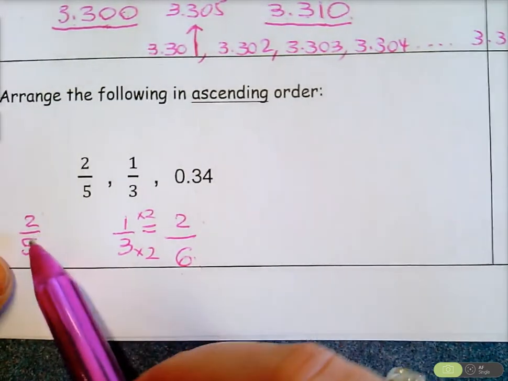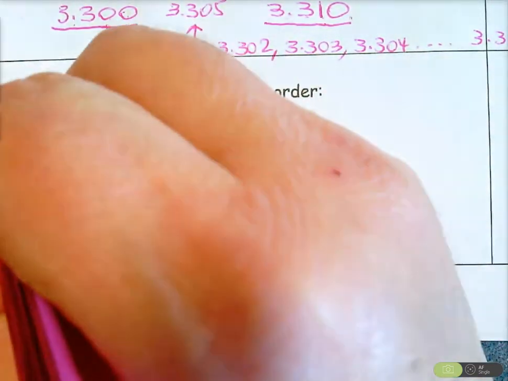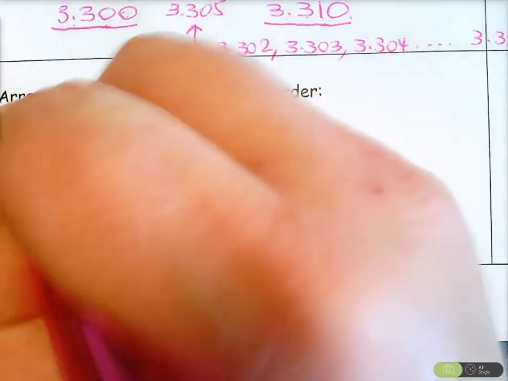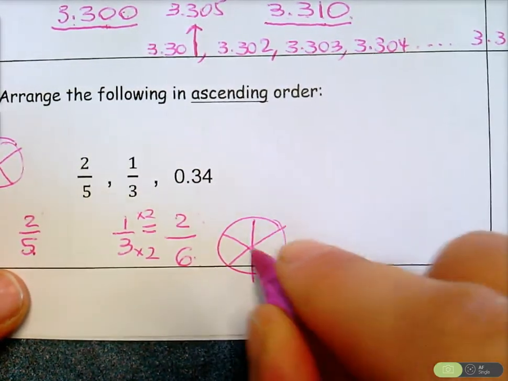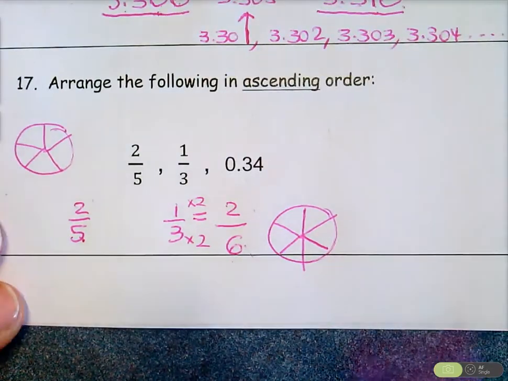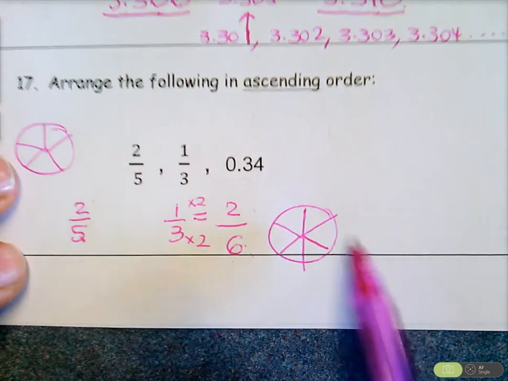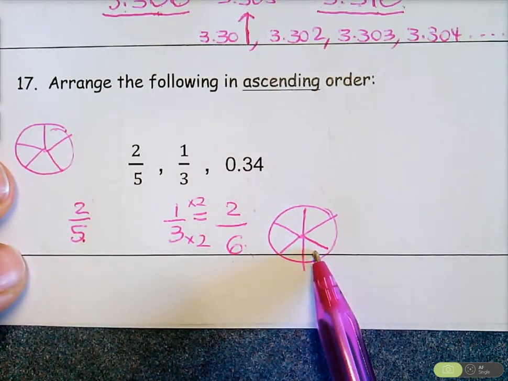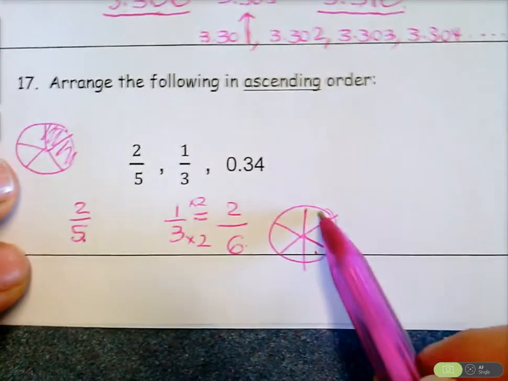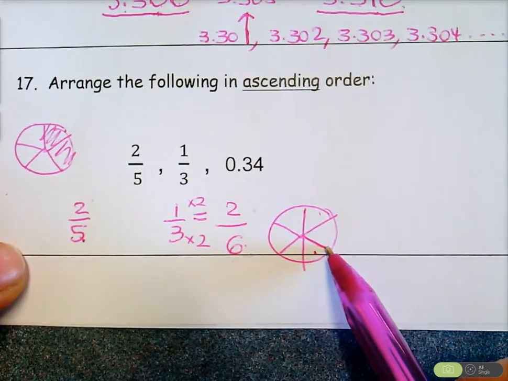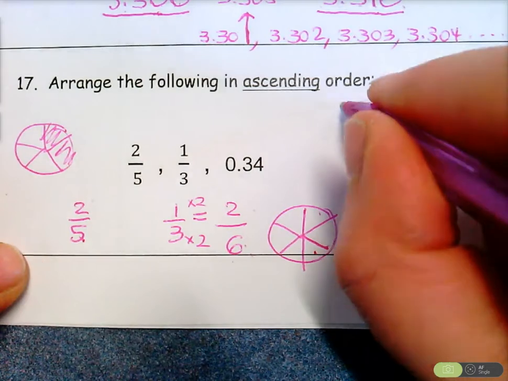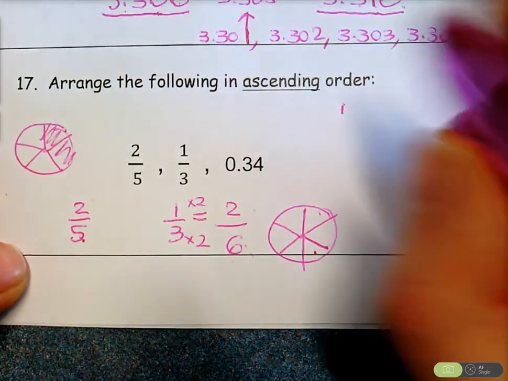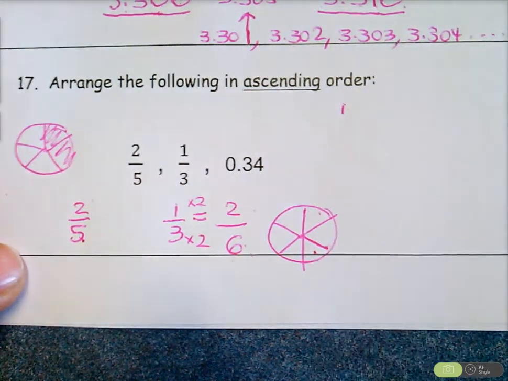Girls, if I cut a pizza up into 5 pieces, or if I cut a pizza up into 6 pieces, which pieces are bigger? The one cut up into 5s or the one cut up into 6s? They're bigger. So 2 of those pieces will be more than 2 of these pieces. So 2/5 is bigger than 1/3.